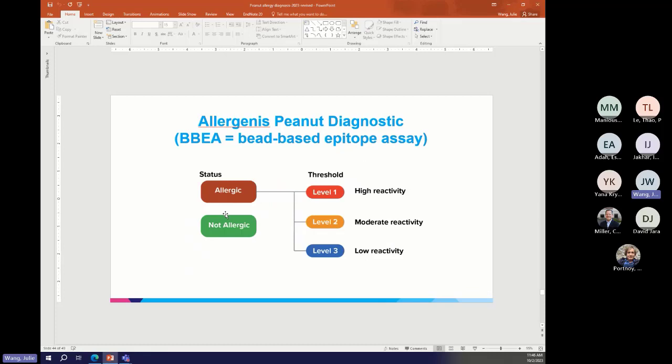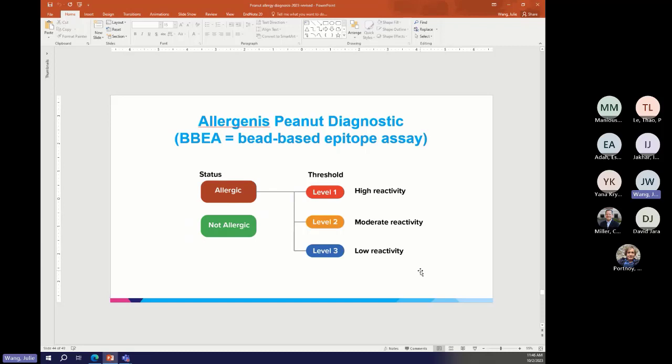So what this test can tell is whether a person is allergic or not allergic to peanut. And then if they are allergic, what their threshold would be. Level 1, meaning reacting to small doses. Level 2, moderate doses will trigger symptoms, and then level 3, meaning higher thresholds, a higher degree of exposure is needed to trigger symptoms.